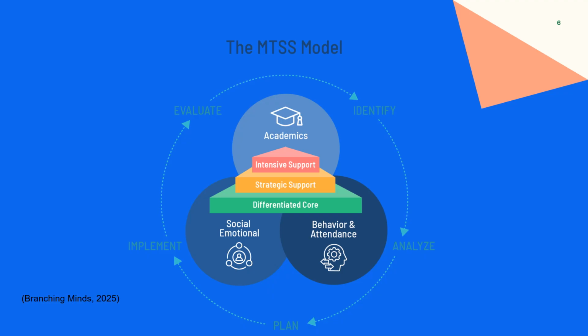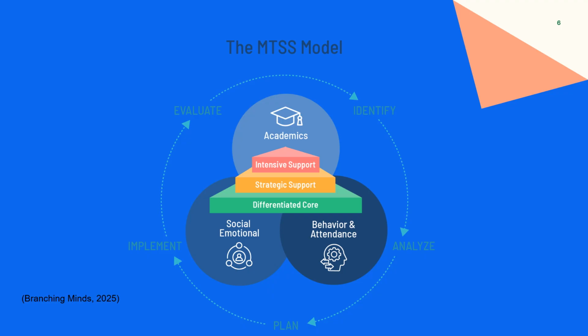Finally, after you provide the strategic support at tier 2 in 1 or more of those components, you will document and progress monitor those supports. And if students need additional support after 6 to 8 weeks, you then look at providing more intensive support, or what we refer to in the MTSS model as tier 3 intervention.